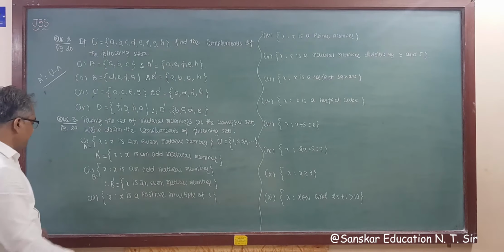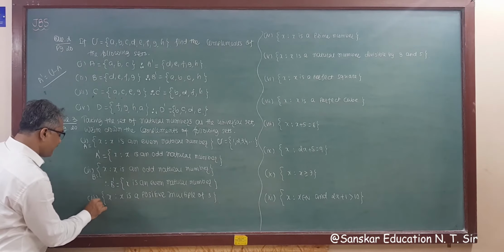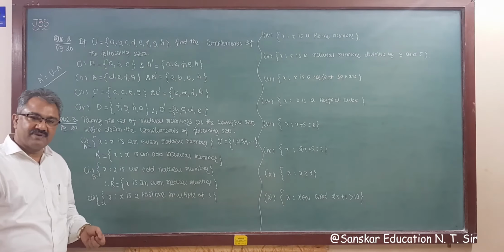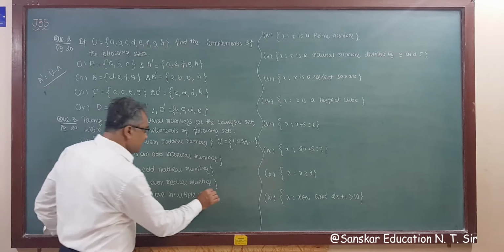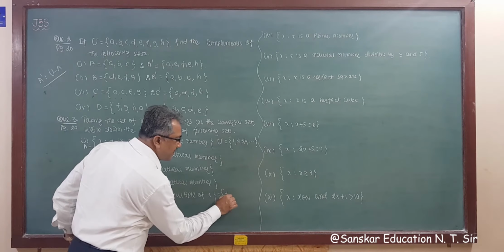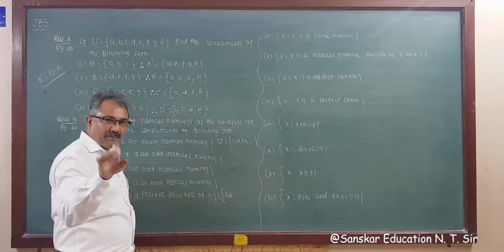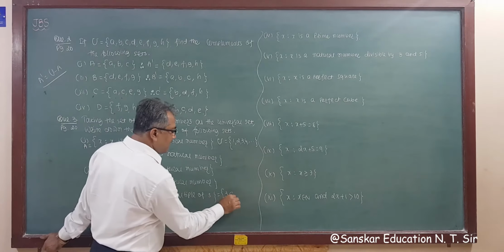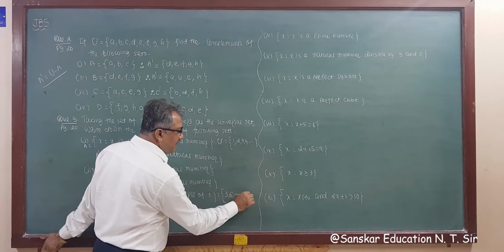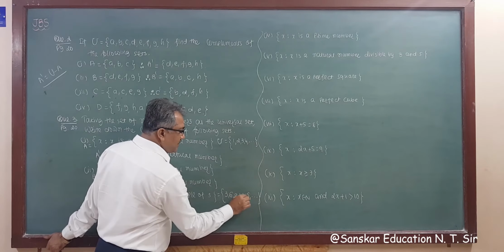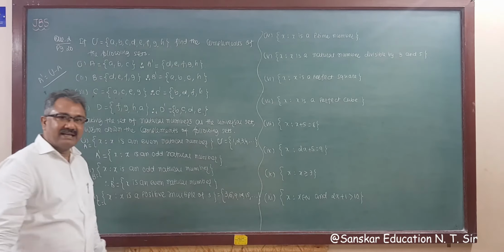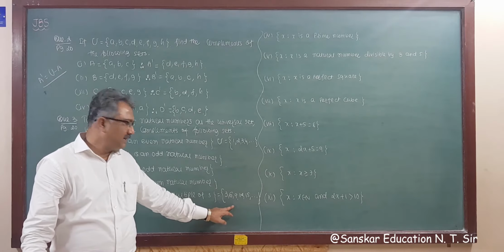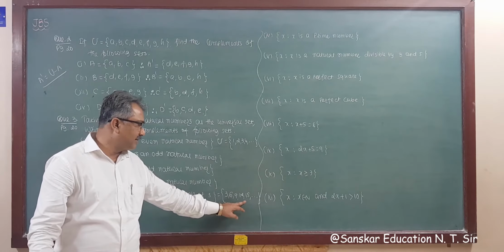Then third, suppose this is a set C. X is a positive multiple of 3. That is, set C is given as positive multiples of 3, that is 3. You have to say the table of 3: 3 ones are 3, 3 twos are 6, then 3 threes are 9, 12, 15, and so on. So the complement of this set is 1, 2, then 4, 5, 7, 8, then 10, 11, then 13, 14 and so on.